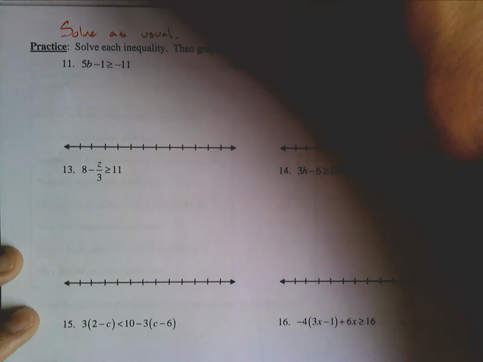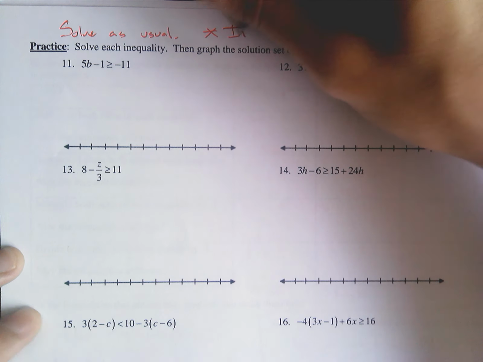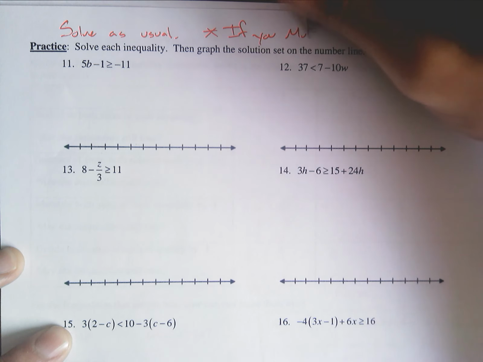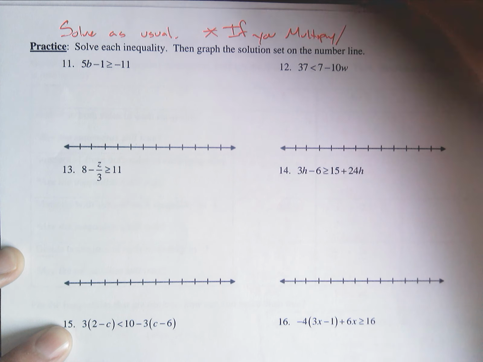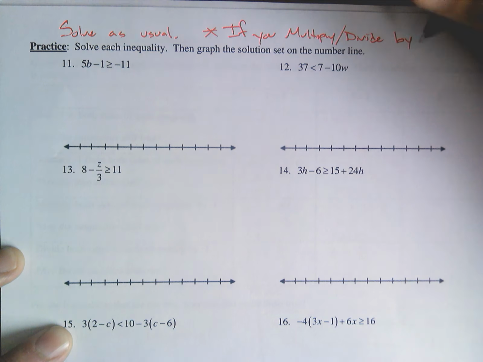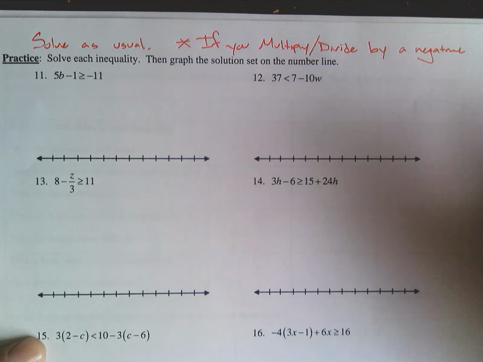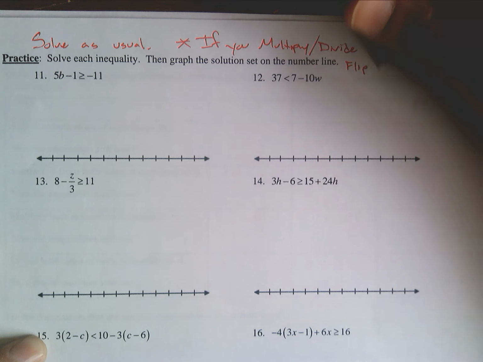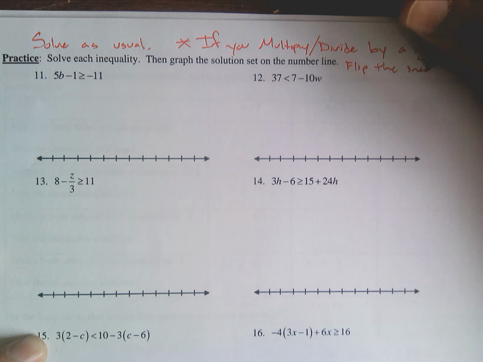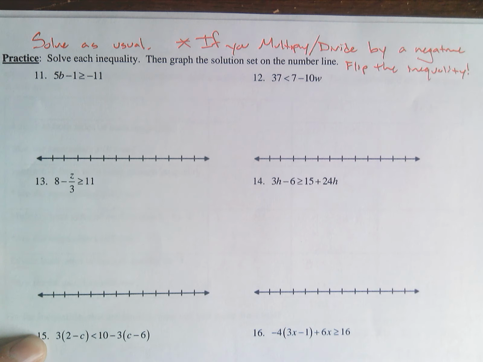I'm also going to rewrite that note. If you multiply or divide by a negative, you have to flip the inequality. If you multiply or divide by a negative, flip the inequality. All right, let's try a few examples.